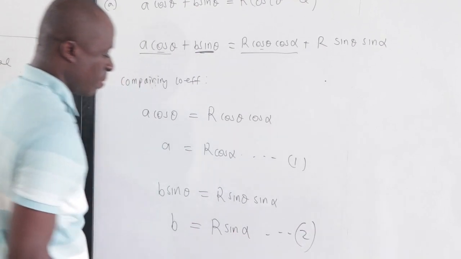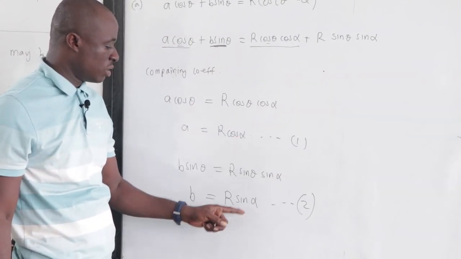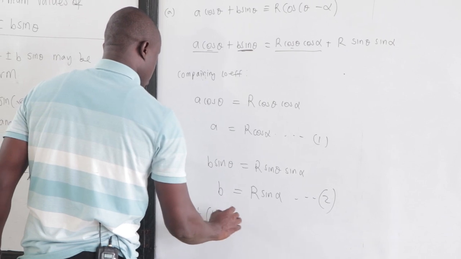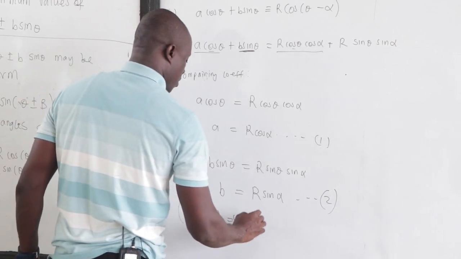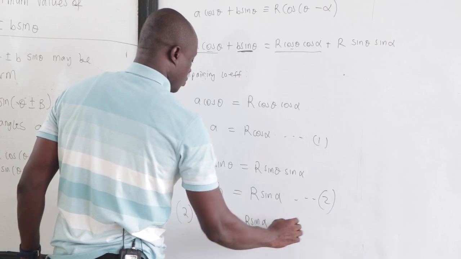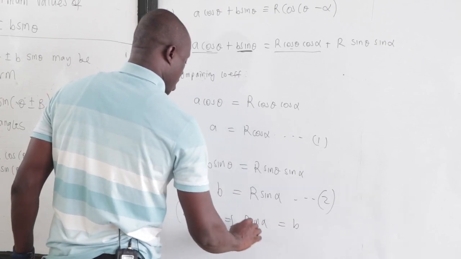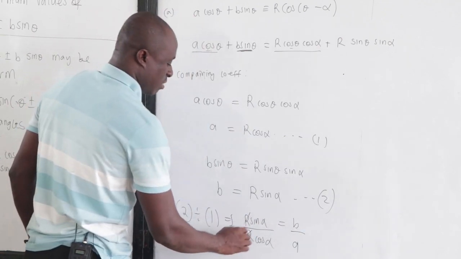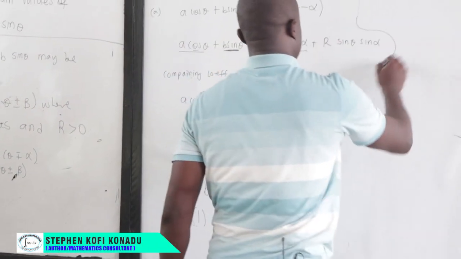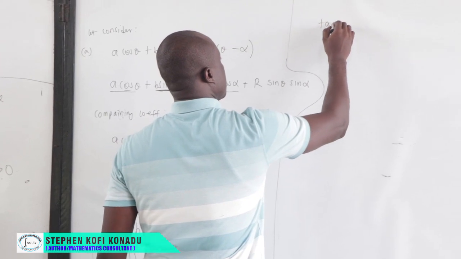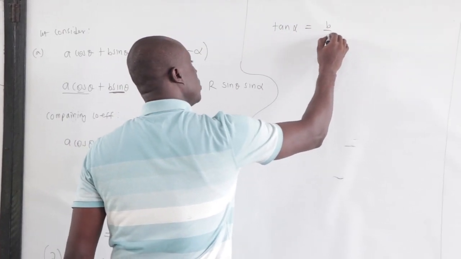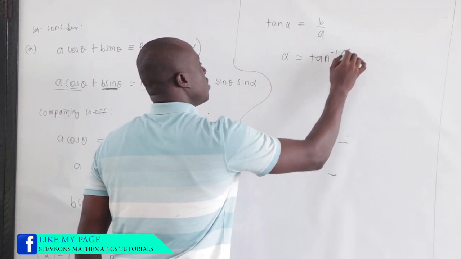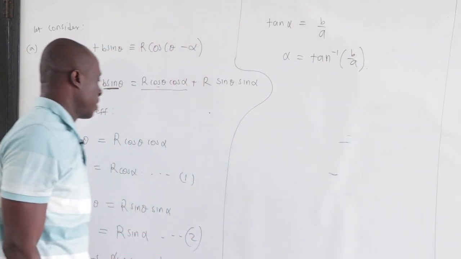This is equation 2. Now, when I divide equation 2 by equation 1, what do I have? I have r sin alpha equal to b, over r cos alpha, which is equal to a. The r cancels the r. So we have tan alpha equal to b over a. So our alpha is just tan inverse of b over a.